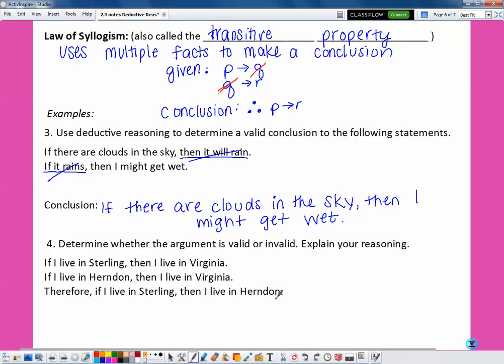If we turn this into symbolic form, we could have if P, then Q. Then, if I live in Herndon, we need a new letter. Let's use R. Then this was the same conclusion as the first one, so that's still Q. Therefore, if P, then R. Q was the first conclusion, but it wasn't the hypothesis in the second statement. So we can't use the law of syllogism. This is invalid.